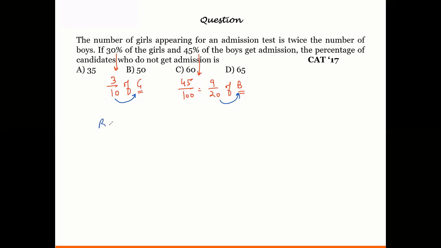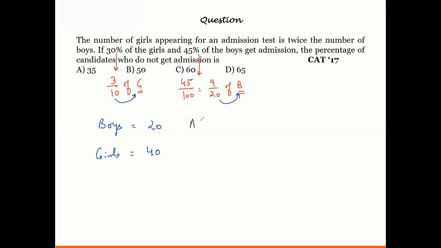So can I assume the number of boys to be 20? By doing this, I can say that the number of girls is equal to 40 because the number of girls is twice the number of boys. Okay. Now it says 3 by 10 of the girls get admission. So how many girls got the admission? Now we'll have to look at that.